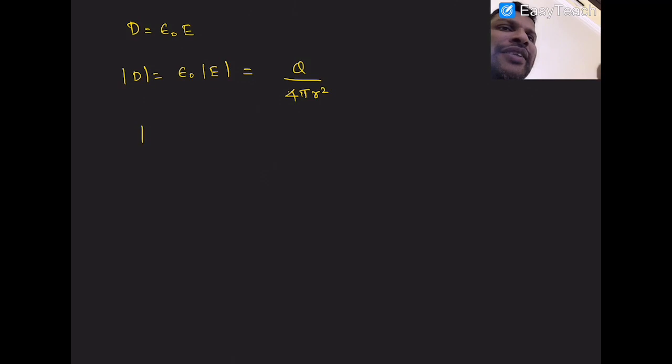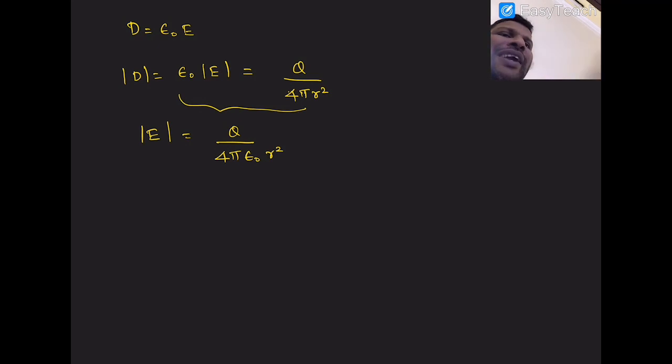You know that D is equal to epsilon naught into E, so the magnitude of D will be equal to epsilon naught into the magnitude of E. This will be equal to Q by 4 pi r square. So I will get the magnitude of E from this equation: the magnitude of E will be equal to Q by 4 pi epsilon 0 r square. So you are getting the equation for the electric field.